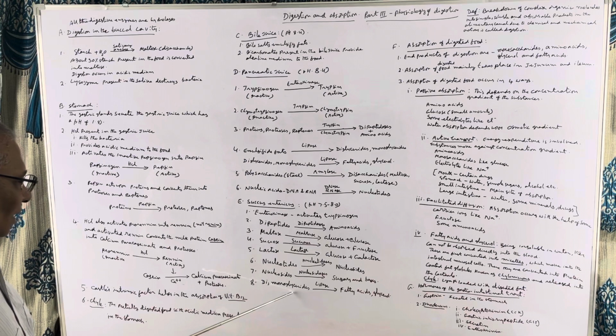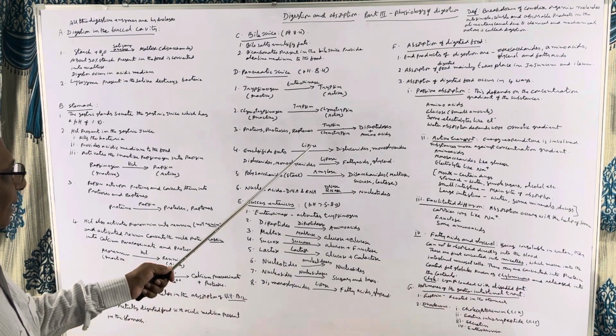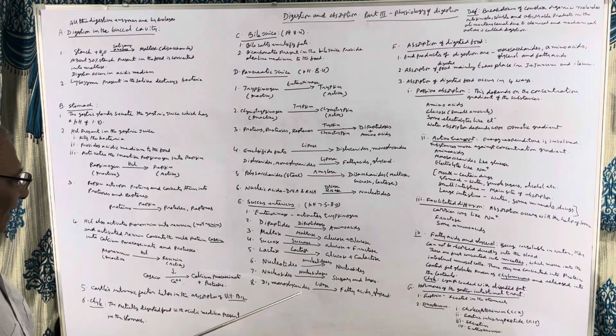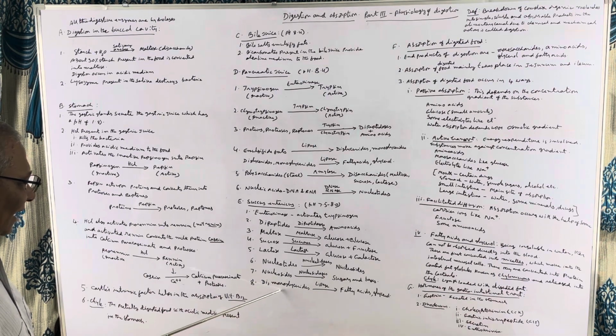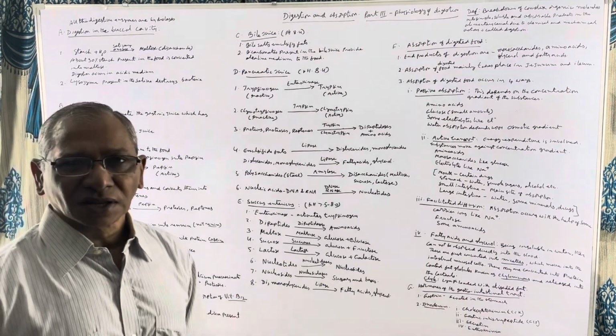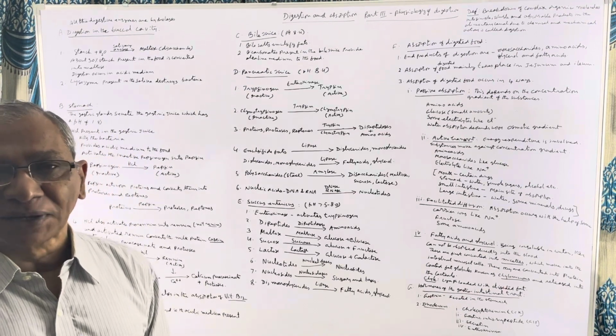Then, di and monoglycerides are formed by the action of the lipase of the pancreas. Then here, the lipase of the intestines digests the diglycerides and monoglycerides into fatty acids and glycerol. So fatty acids and glycerol are the end products of lipid digestion.